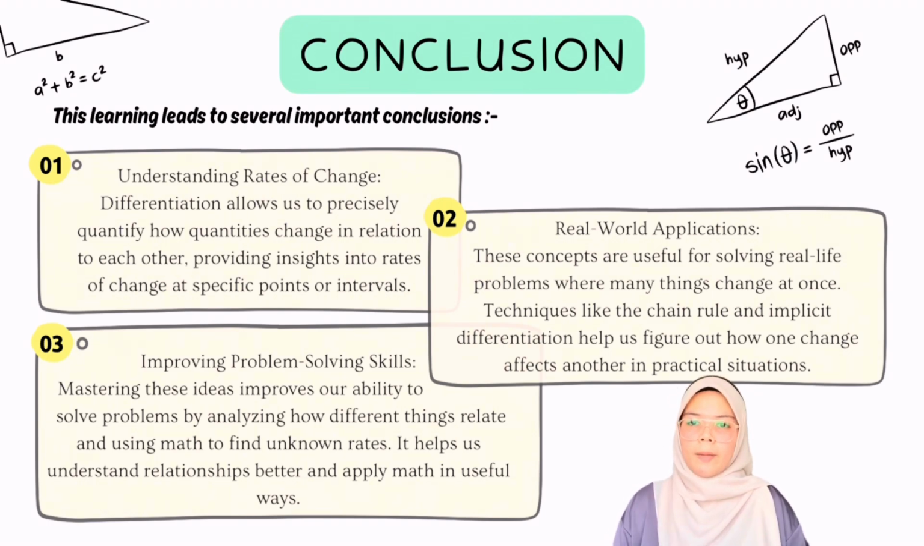Second, real-world application. These concepts are useful for solving real-life problems where many things change at once. Techniques like the chain rule and implicit differentiation help us figure out how one change affects another in practical situations. Third, improving problem-solving skills. Mastering these ideas improves our ability to solve problems by analyzing how different things relate and using math to find unknown rates. It helps us understand relationships better and apply maths in useful ways.